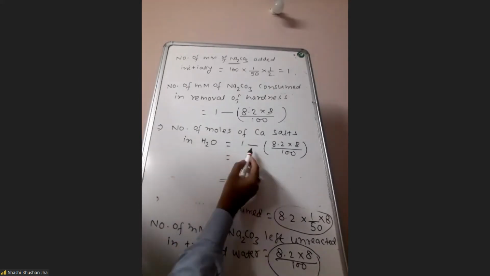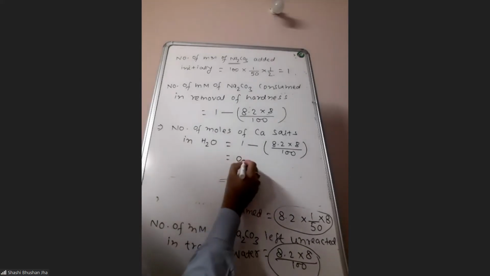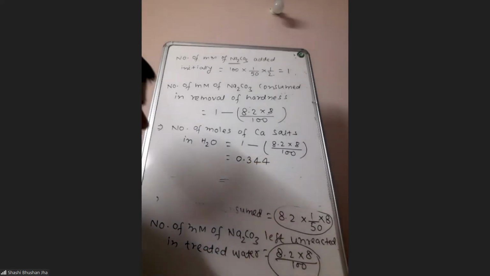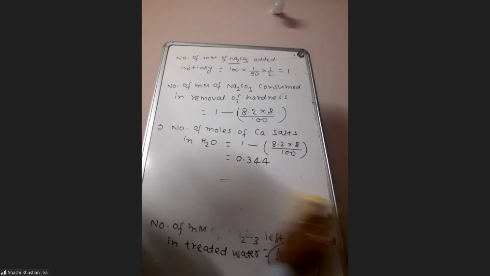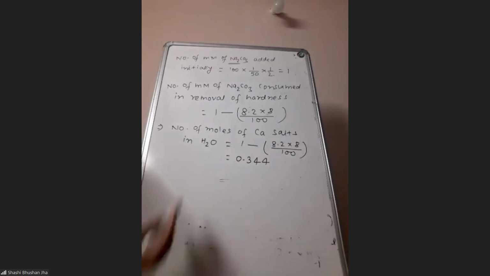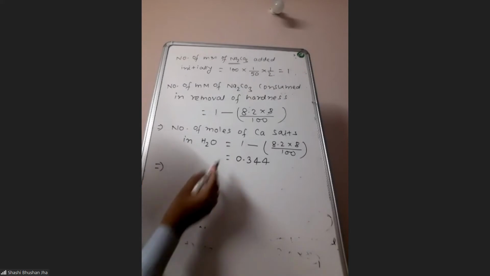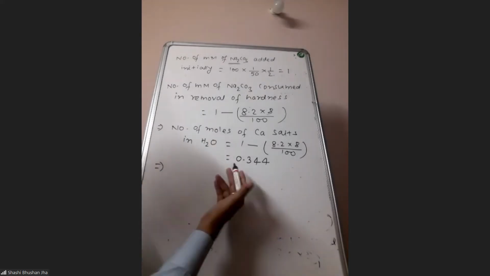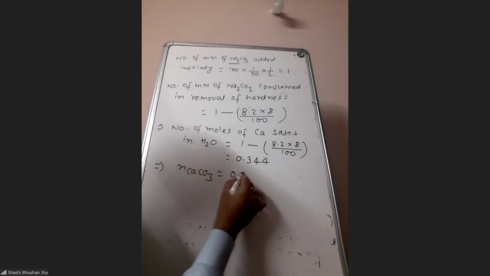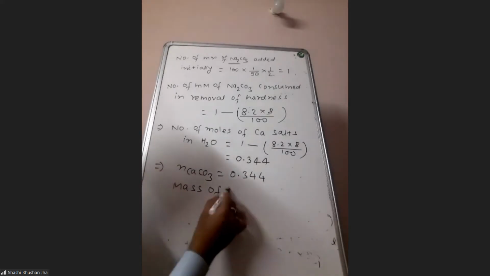Can anyone tell how much is this difference coming? 0.344. So number of moles of calcium salts in hard water will be this 0.344, and whatever moles of calcium salt are there, that will be equated to the number of moles of calcium carbonate. So number of moles of calcium carbonate will be 0.344. So mass of calcium carbonate.